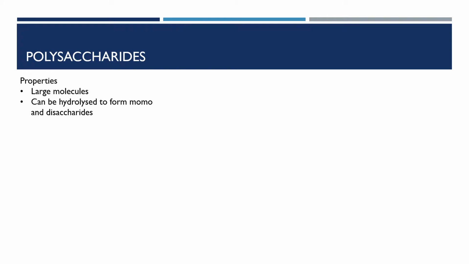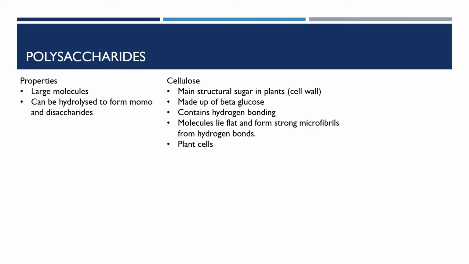Polysaccharides. Now, what are some properties of polysaccharides? Well, they're large molecules which can be hydrolyzed to form mono and disaccharides. Examples of polysaccharides are cellulose, starch, and glycogen. Cellulose is the main structural component in plants. They make up the cell wall, and they are made from beta glucose. As these molecules lie flat, the hydrogen bonding that forms between the chains creates strong microfibrils. These are only found in plant cells, as humans can't digest cellulose.